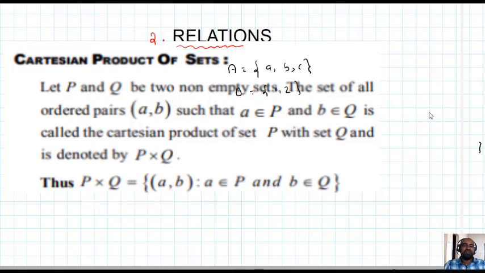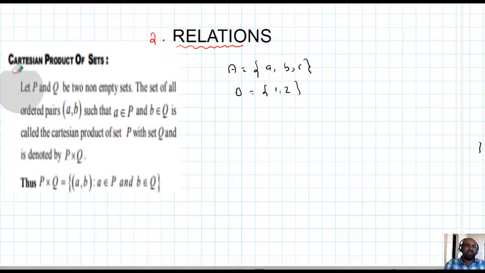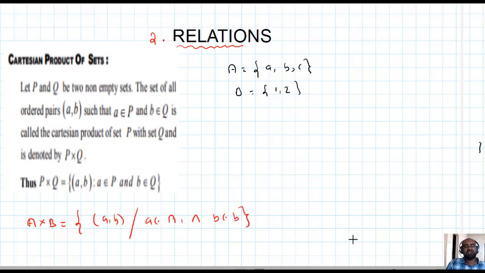P cross Q is a set of ordered pairs (a, b) such that a belongs to P and b belongs to Q. This is the definition, and you people can write it later, not now. Finally, for A cross B, the definition is: the set of ordered pairs (a, b) such that a belongs to set A and b belongs to set B. That's all. This is called A cross B. Similarly, for B cross A you write the set of ordered pairs (x, y) such that x belongs to B and y belongs to A. You should take care of that.